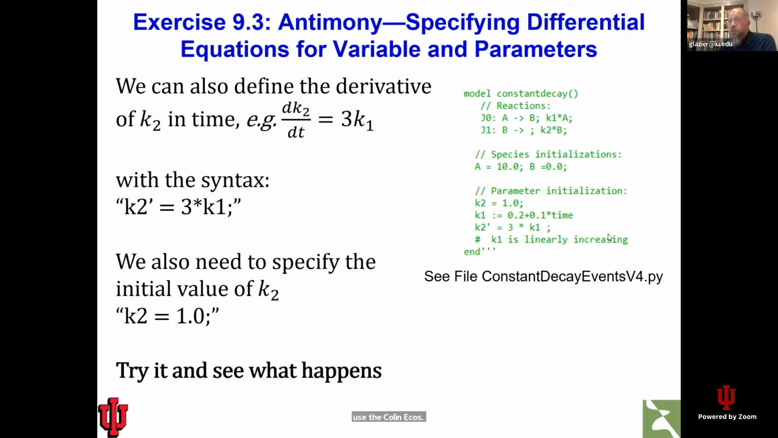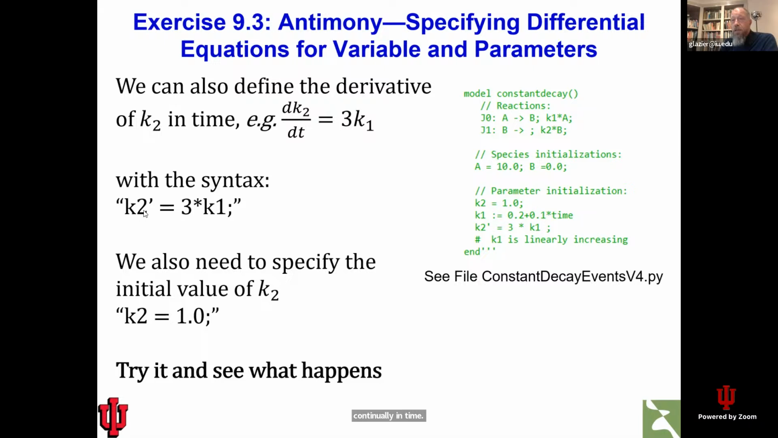The other thing that I was going to mention, I think I may have mentioned already, is that if you want to write ordinary differential equations directly, rather than using that arrow notation, I just use prime sign. So if I write K2 prime equals 3 times K1, that's equivalent to writing dK2 dt equals 3K1. And so that will also update continually in time.